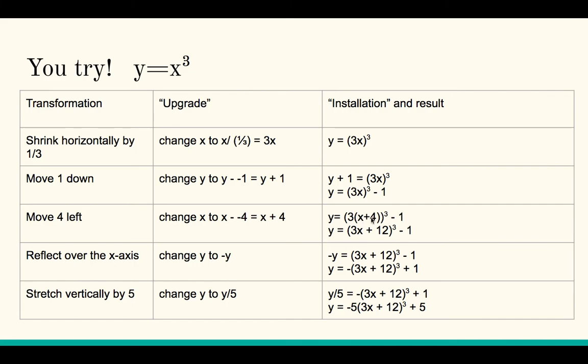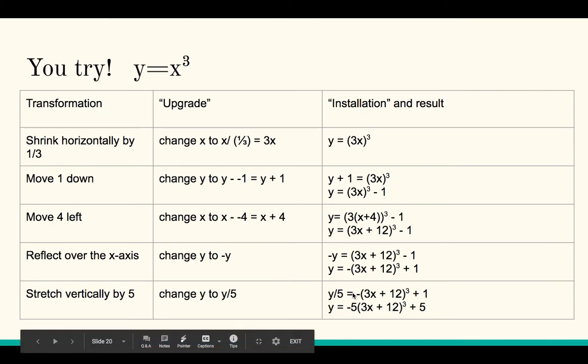Now you could leave it as 3 quantity x plus 4, but given that we already have parentheses, multiplying this out just feels better. Then I do my y reflection and my vertical stretch, and again, when I simplify that vertical stretch, I'm multiplying the whole thing by 5. That's the first term and the second term.